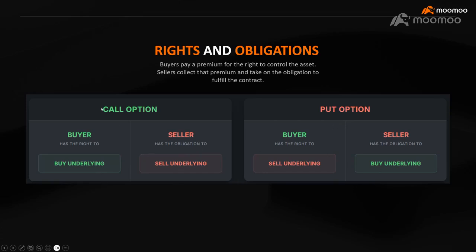So remember that for call options, when the buyer buys the call option, you have the right to buy the underlying. If the seller sells the call option, they have the obligation to sell the underlying. Remember that, because in the future we are going to cover a lot of spread strategies. You must remember what the obligation is for the seller on the call option.